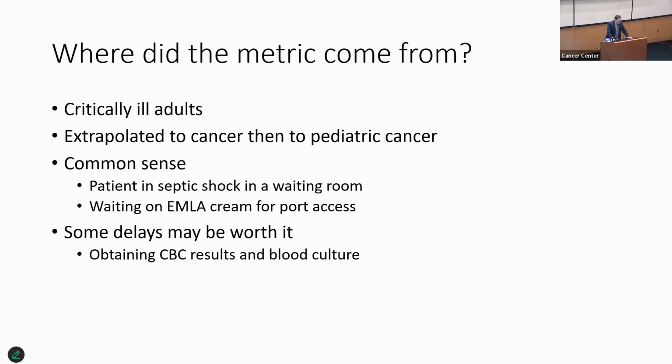Okay, so where did this metric come from? The time to antibiotic metric came really from critically ill adults. So it was patients in the ICU that were usually in septic shock, and showing that there was a survival benefit in getting antibiotics to those patients in a timely fashion. However, it kind of got extrapolated to adults with cancer, saying, well, if it's true for them, it's important for them, and then got extrapolated to pediatric cancer really with almost no data.